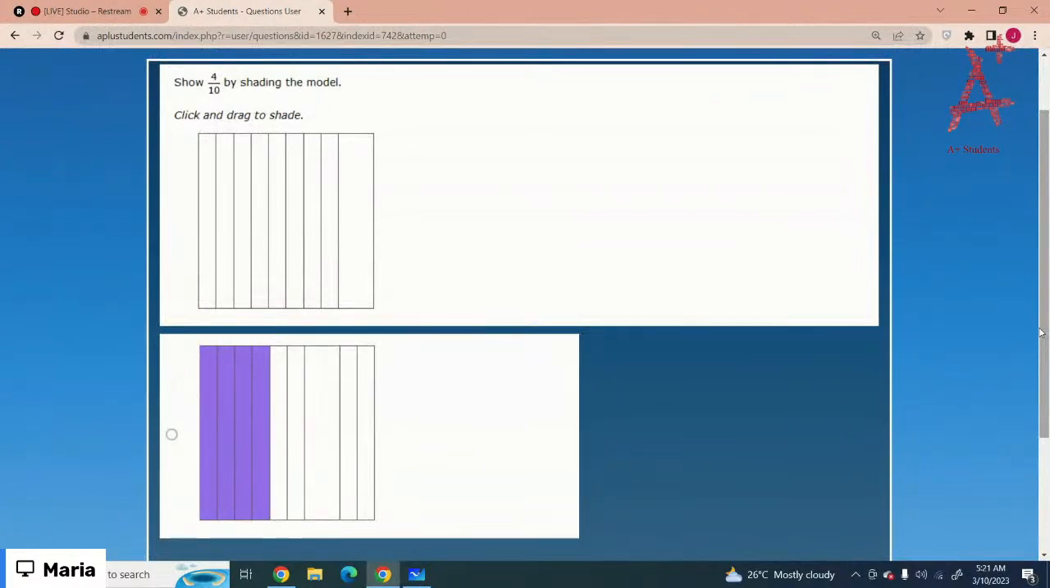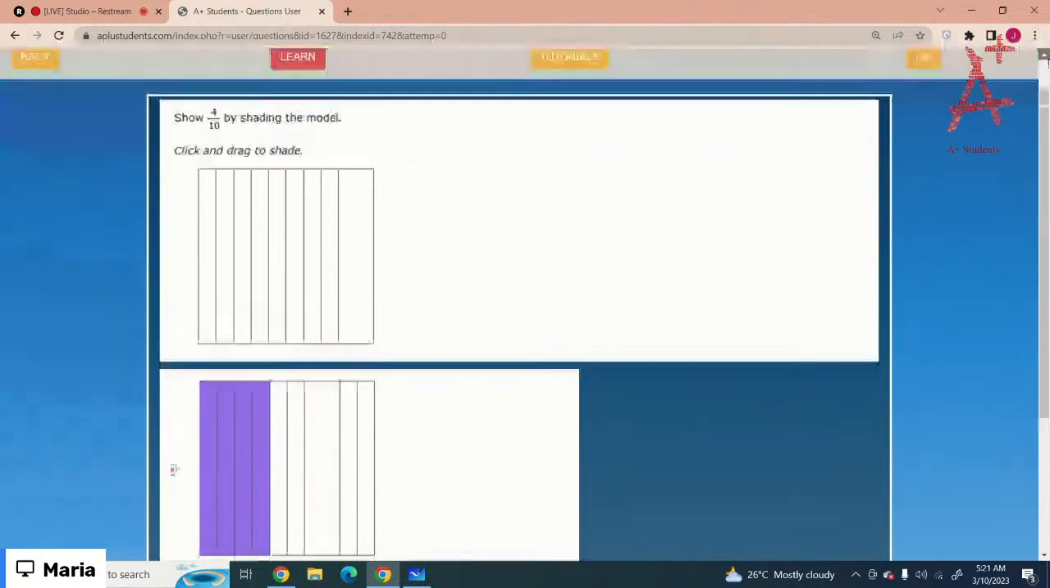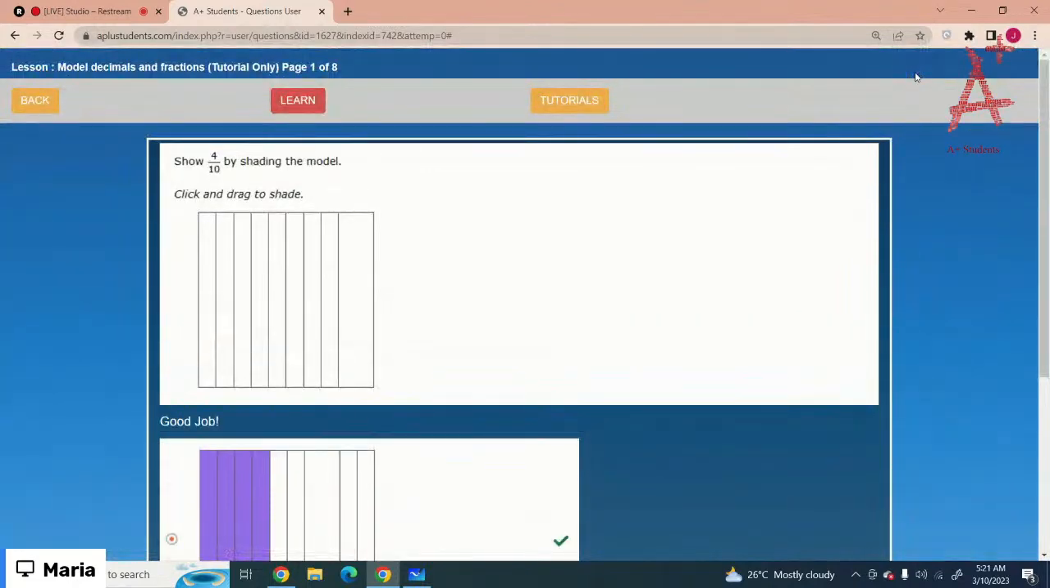And in this one you have, let's see, the total portions are 1, 2, 3, 4, 5, 6, 7, 8, 9. Yes, 9. But you are given just one of the options. Got it? No other option.